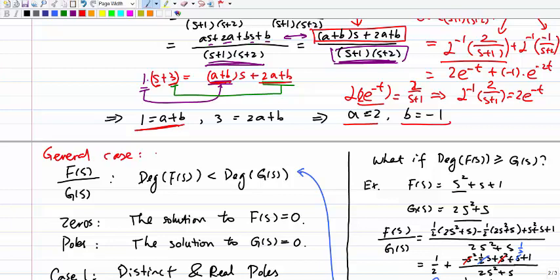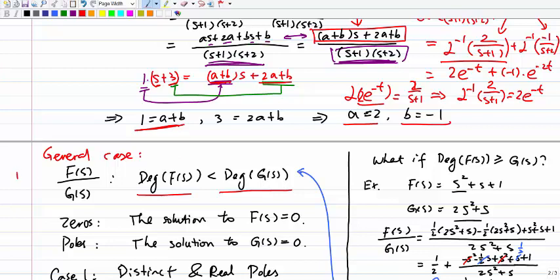So if I give you F(s) and G(s), where I want to find the inverse Laplace transform, assume the degree of F(s) is less than the degree of G(s). This is the same way we compute the degree: it's the maximum power of s with non-zero coefficient. This is the definition of the degree of a polynomial.